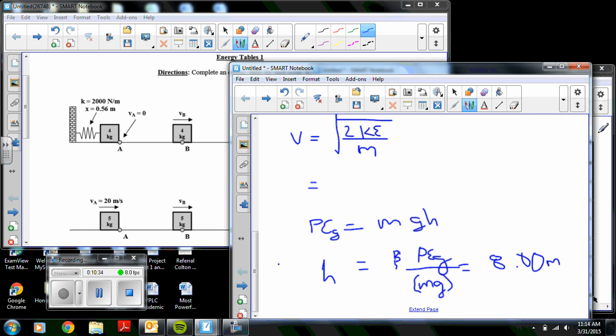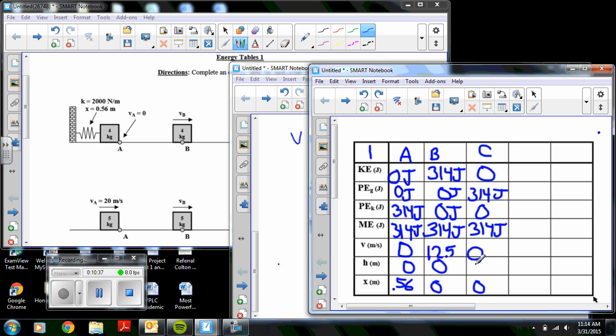So I can come over here and put this into my chart, and I have officially calculated my final answer for the problem. So this is how you would use an energy table to complete a conservation of energy problem.